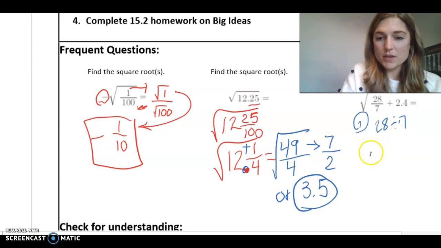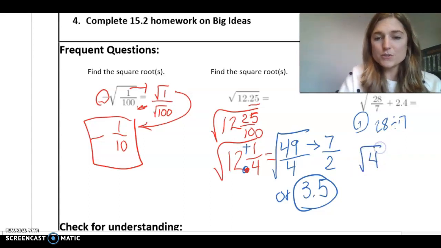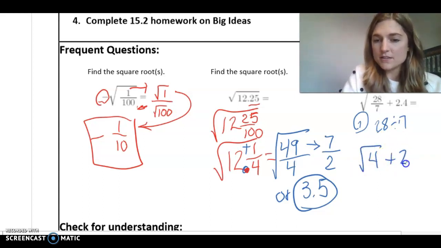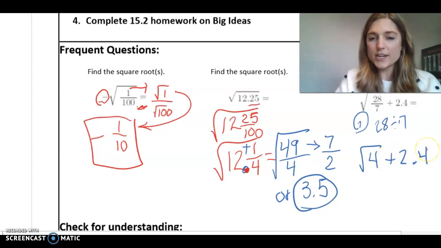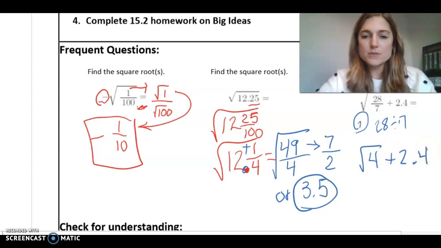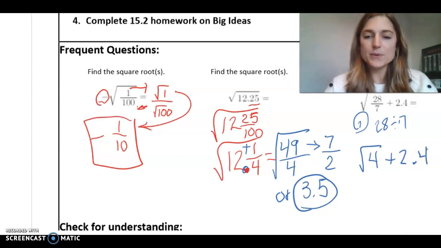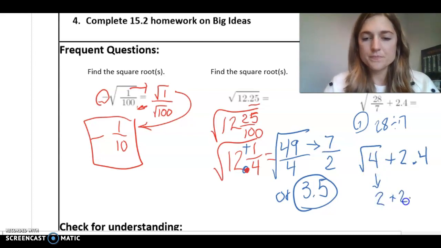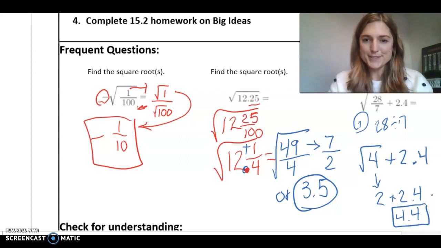In that case would be 4. All you did was simplify it. And that's totally cool. Change it into numbers that are nice. So now you have the square root of 4 plus 2.4. And the square root of 4, guys, is 2. And 2 plus 2.4 is 4.4, which would give me my final answer.